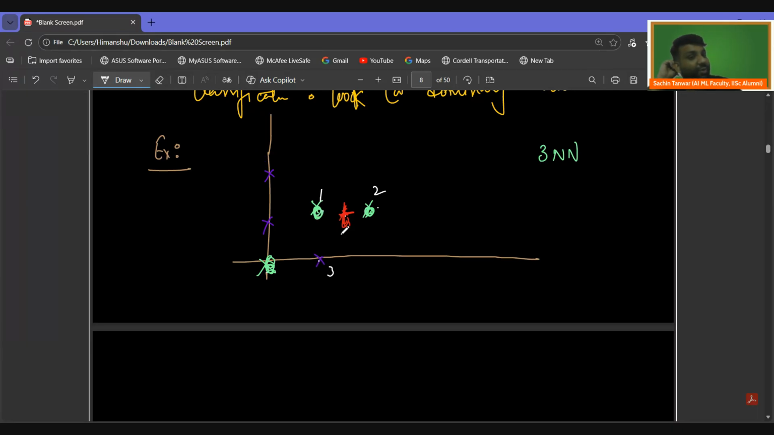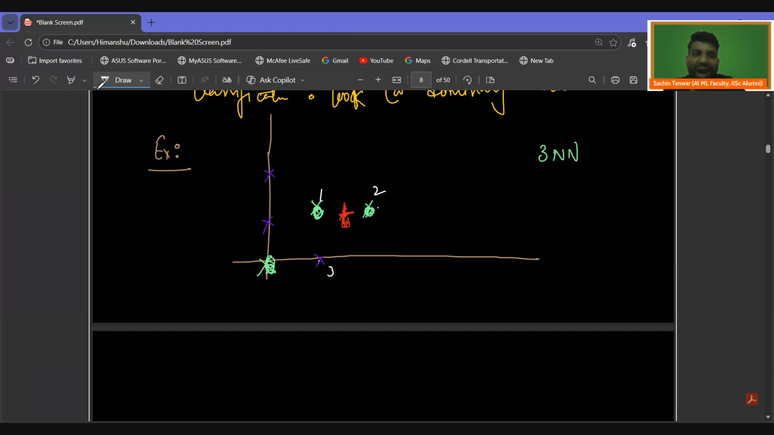Now what are the ones which will be deciding the class for this one? Out of three, two belong to the circle, one belongs to the cross. So what would be the class for this? It would be the circle class, which is the light green color class for this one. I hope the idea is clear.